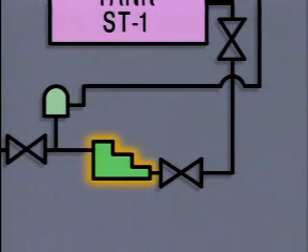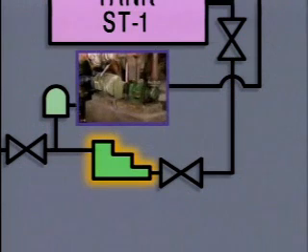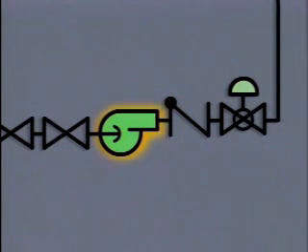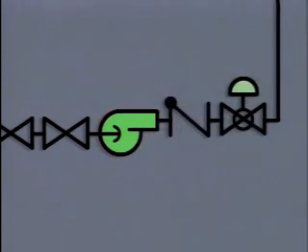This stair-step symbol is used to represent a positive displacement pump. Positive displacement pumps are designed to move a specific amount of liquid on each stroke. The other pump symbol on this diagram represents a centrifugal pump. Centrifugal pumps move liquid by applying centrifugal force to the liquid.